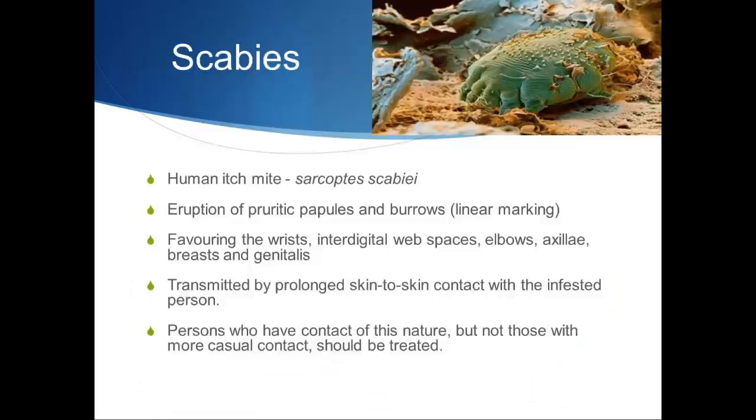Moving on to the famous scabies, the human itch mite caused by Sarcoptes scabiei. It consists of an eruption of pruritic papules and burrows, but really don't count on looking for the burrows because you will miss a lot of cases of scabies. It usually favors the wrist, the interdigital web space, the elbows, the axilla, the breast, and genitalia. The genitalia is very characteristic of scabies. They say if you find an itchy bump in the genital area, consider it scabies until proven otherwise. It's usually transmitted by prolonged skin-to-skin contact with the infected person. So persons who have contact of this nature, and not those with more casual contact, should be treated.